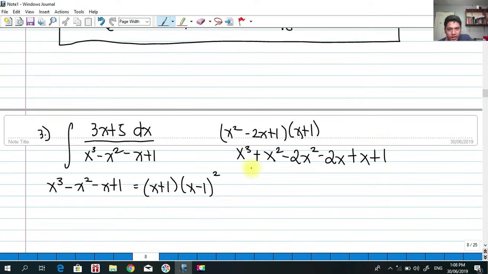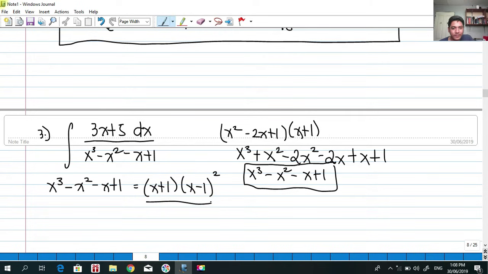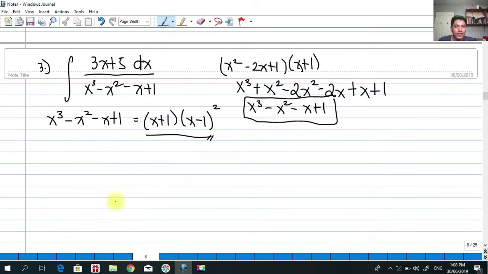So we simplify here: x cubed, x squared minus 2x squared, that is minus x squared. Negative 2x plus x is simply minus x, plus 1. Voila, we got the correct factoring, right? So this is the factor now. As you can see here, we have a repeating root, of course, and still our x values here do not have any square in them.